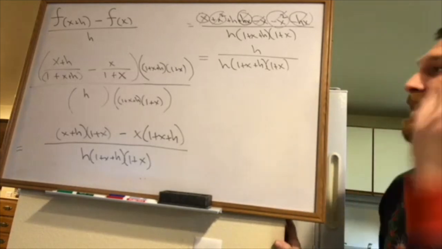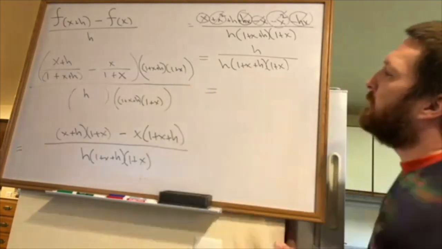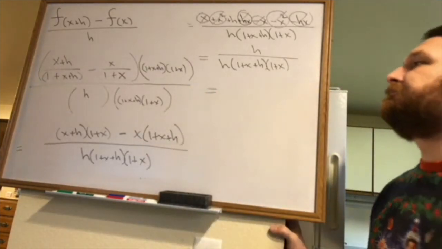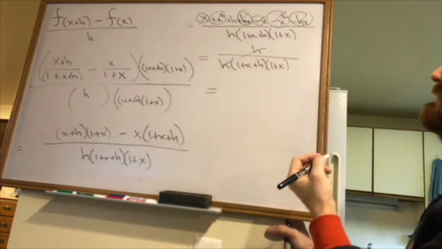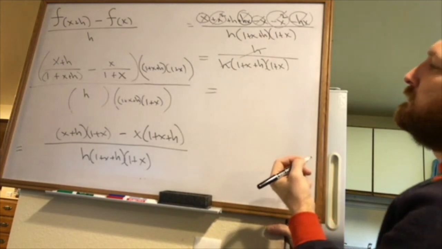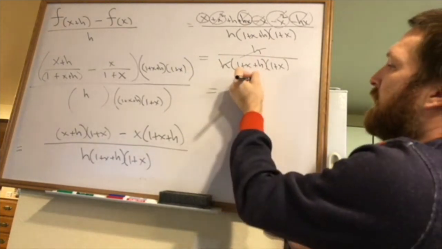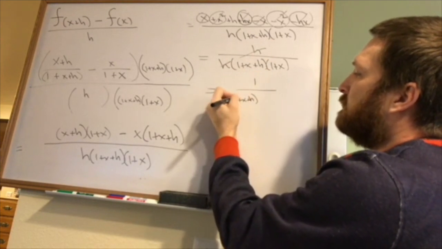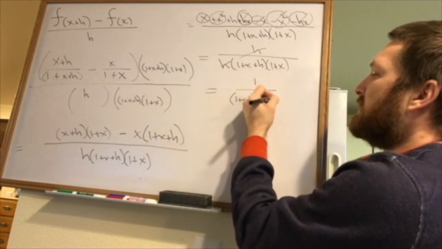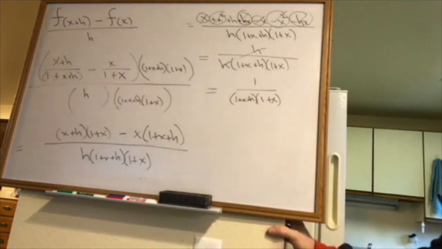And so what cancels and what's left over? The h's cancel. And now I have what? You have 1 over 1 plus x plus h times 1 plus x. I think. 1 plus x. And that is the answer right there.